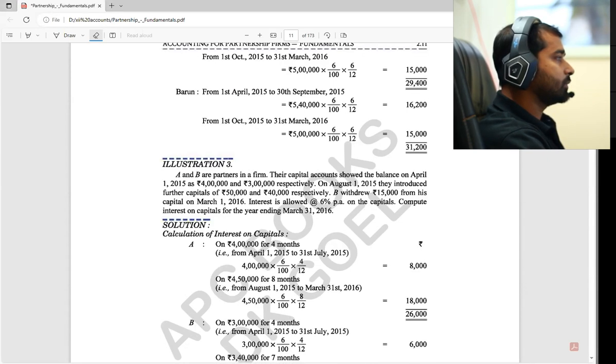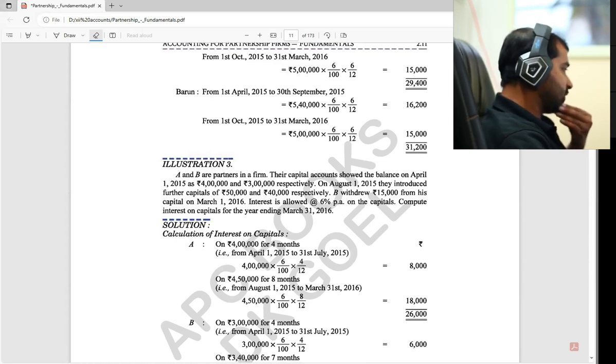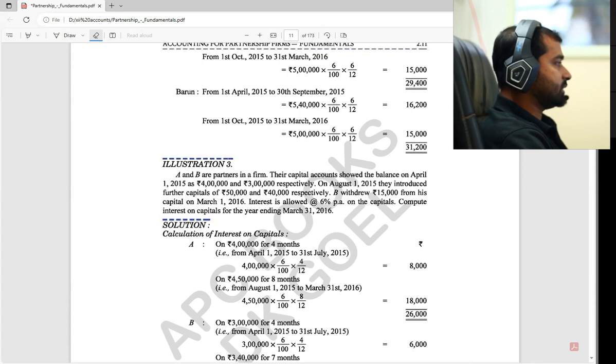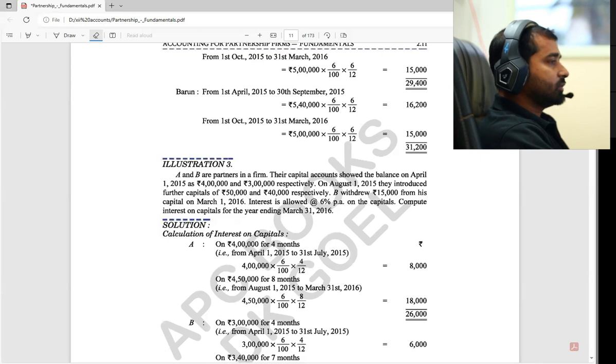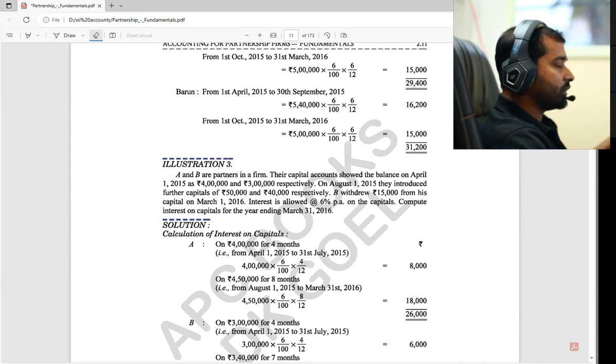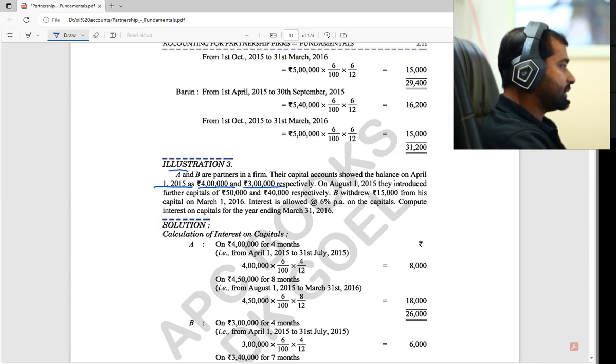Yeah, 29,400. Right. Now this question, check once: A and B are partners in a firm. Their capital accounts showed a balance on April 1, 2015. So what are the things? First thing, we are not going to write all that question. We need the date first. The balance as on 1st April 2015, capital amount was 4 lakh and 3 lakh respectively. That means A 4 lakh, B 3 lakh.